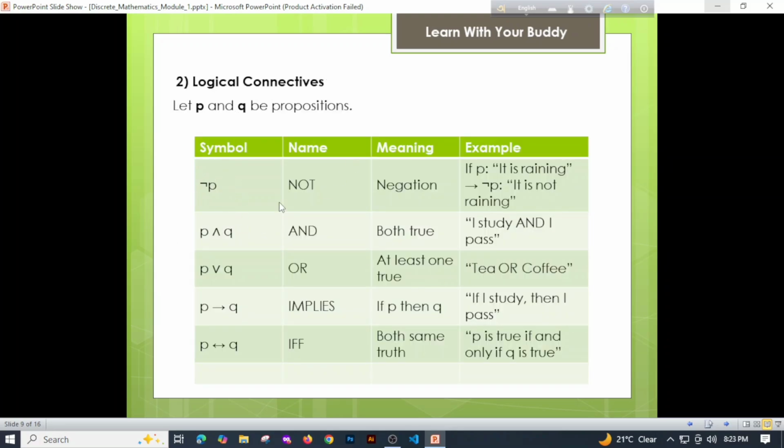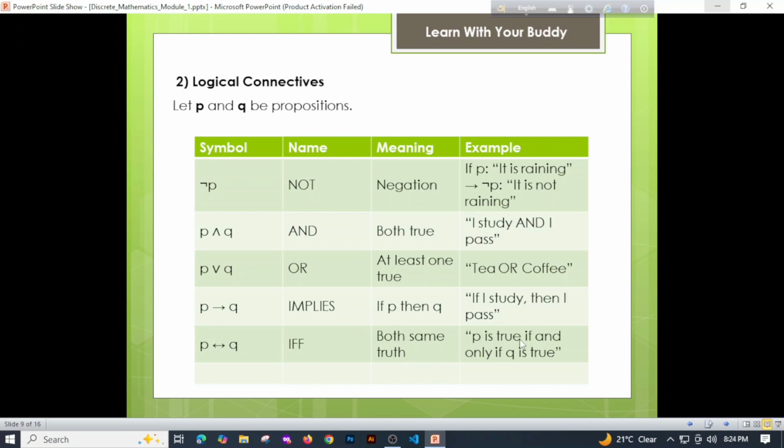Now let's learn about logical connectives. Let P and Q be propositions. Not P means negation. For example, it is raining is positive, and it is not raining is negative. P and Q means we need both to be true, like I study and I pass. If I don't study and I don't pass, both need to be true. P or Q means at least one needs to be true, like tea or coffee. P implies Q means if P then Q, like if I study then I pass. If I don't study then I don't pass.